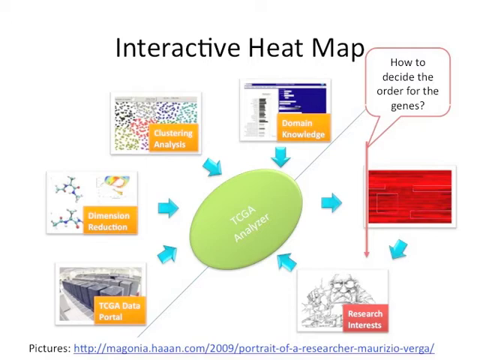Once we generate this kind of heat map based on this knowledge, we can use knowledge from the researchers to rearrange genes in the heat map. We can record all kinds of arrangements in TCGA Analyzer and can apply this information to further analyze other data samples from the TCGA data portal.